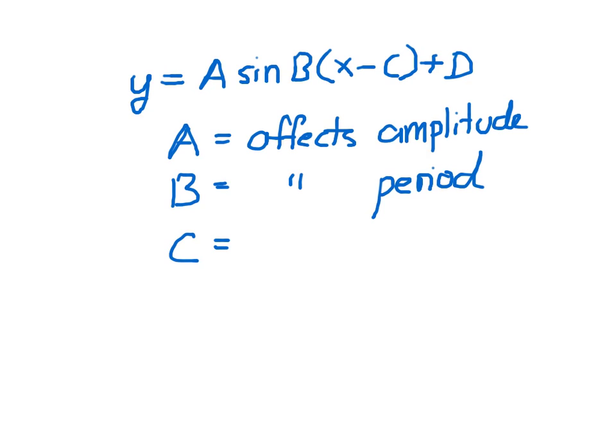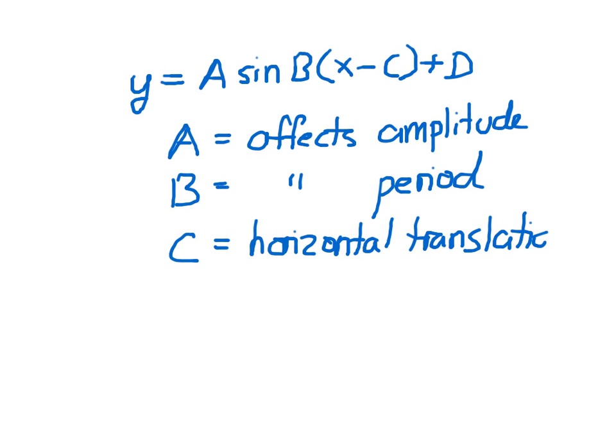C affects the horizontal translation. So if C is a positive number, the graph is going to be translated to the right because I'll have x minus that number. If C is a negative number, the graph is going to be translated to the left because I'd actually have x plus a number. And we saw that in the third set of graphs.